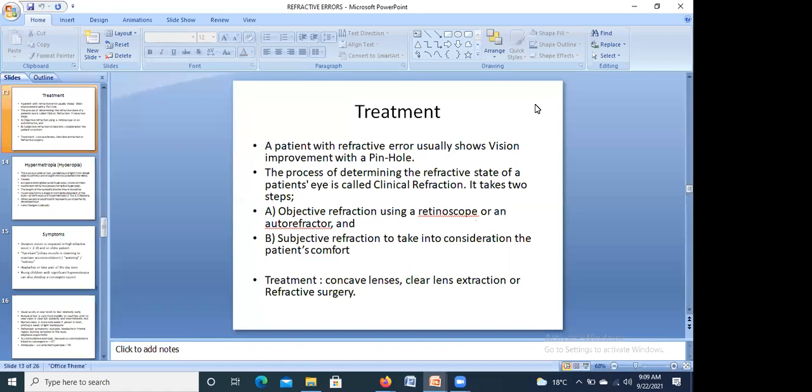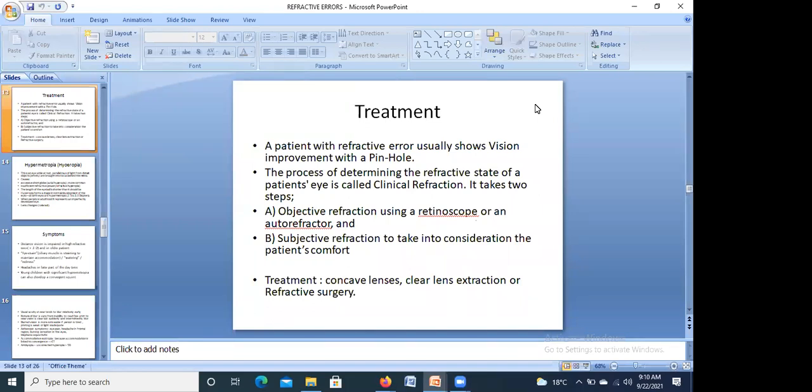So low distant visual acuity which improves with a pinhole: if that is the case, then you know somebody has got a refractive error. You now go through the process of determining the refractive error, and this process is done through what we call refraction. There are two stages in refraction. The first stage is what we call objective refraction.